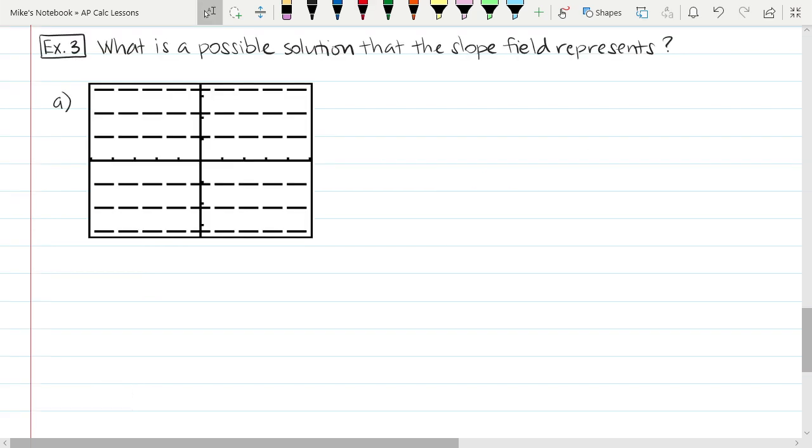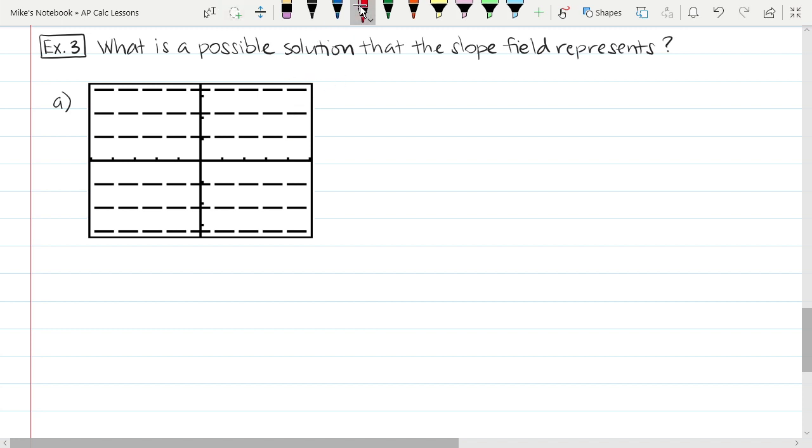All right, so another thing that you're going to be asked to do in your assignment for this lesson is you're going to be given a slope field that's already been generated. And the question is going to ask you to identify the possible solution indicated by the slope field, or that the slope field represents. So for example, here we've got a slope field where all of the segments are horizontal. And so if you think about what kind of a function is implied by a horizontal line, well, that would have to be a constant function.